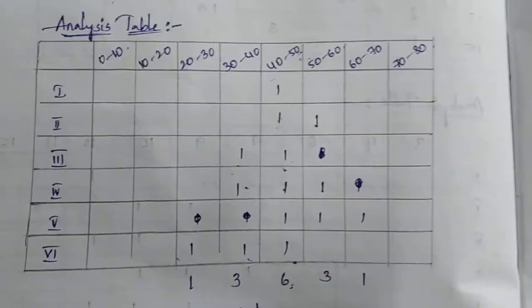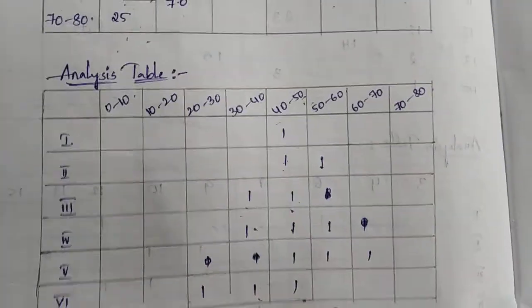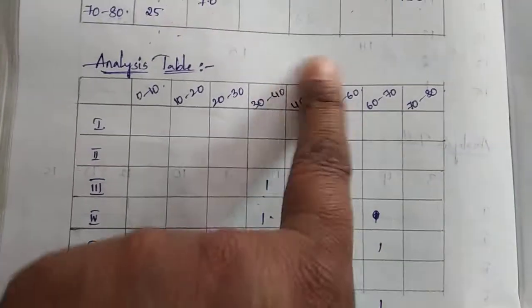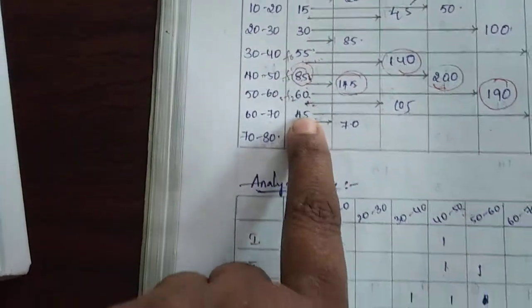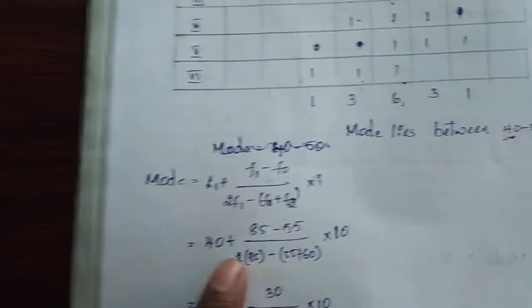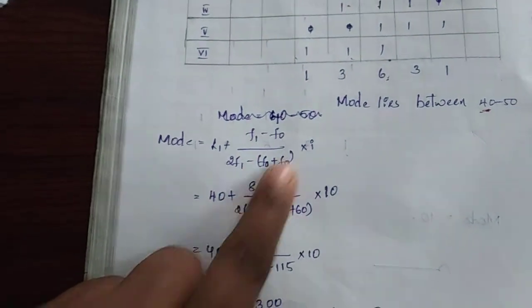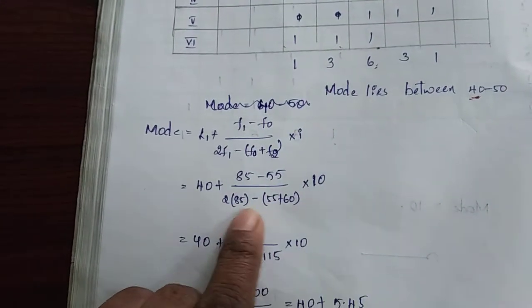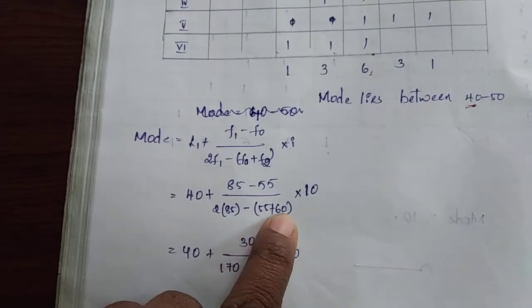How did we select 85? Because here, see, the mode class 40 to 50 repeats the most number of times, 6 we got here. That's why we selected this class interval 40 to 50. So F1 will be 85, F0 will be 55, and F2 will be 60. Now we have to apply the formula. L1 is 40, plus F1 85 minus F0 55, divided by 2 into 85 minus 55 plus 60, into I.